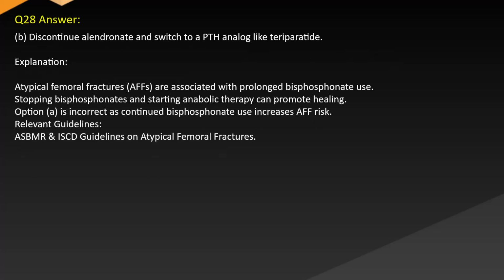Answer: B. Discontinue alendronate and switch to an anabolic agent like teriparatide. Explanation: Atypical femoral fractures (AFFs) are associated with prolonged bisphosphonate use. Stopping bisphosphonates and starting anabolic therapy can promote healing. Option A is incorrect, as continued bisphosphonate use increases AFF risk. Relevant guidelines: ASBMR and ISCD Guidelines on Atypical Femoral Fractures.